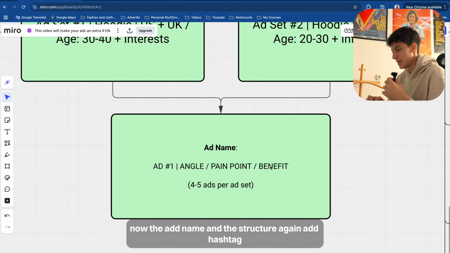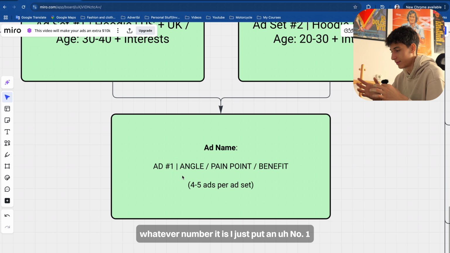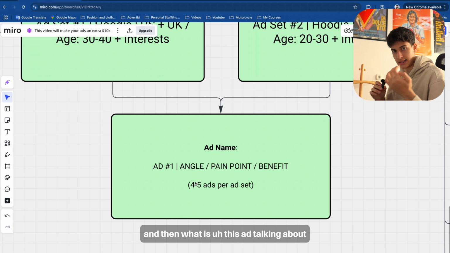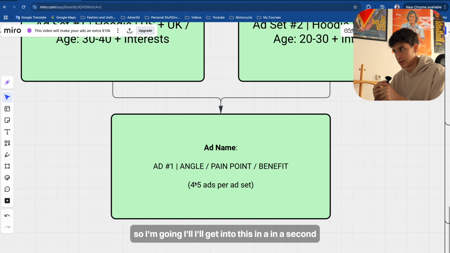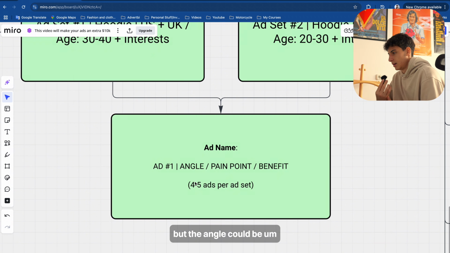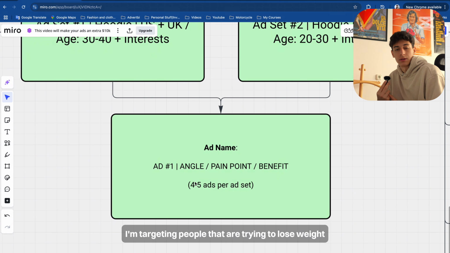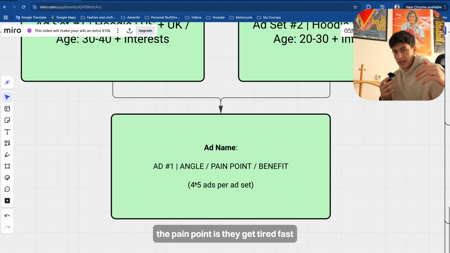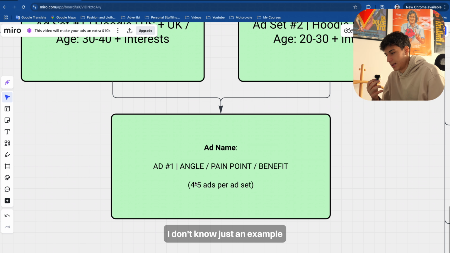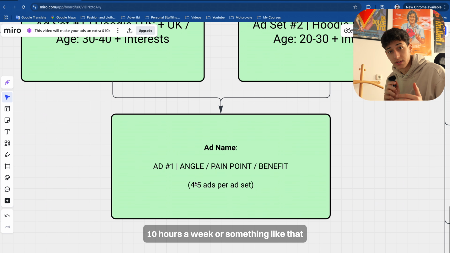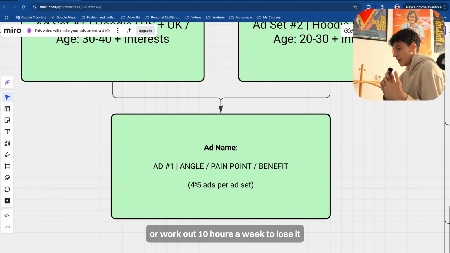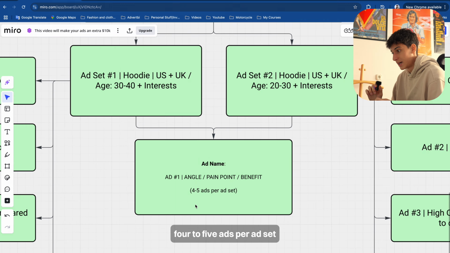Now the ad name and the structure, again, ad hashtag whatever number it is. I just put number 1, and then what is this ad talking about? Is it the angle, which could be the concept? I'll get to this in a second, but the angle could be, let's say I'm targeting people that are trying to lose weight, something like that. The pain point or the benefit. The pain point is they get tired fast, I don't know, just an example. And then the benefit is that they don't have to work out 10 hours a week to lose it. You could go for a benefit like that. 4 to 5 ads per ad set.